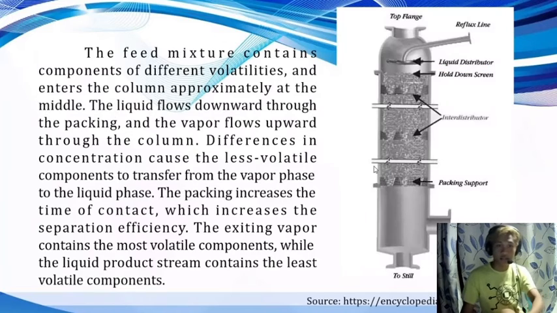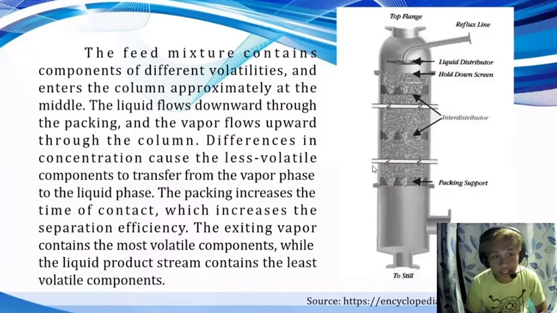So let's now proceed. The feed mixture contains components of different volatilities and enters the column approximately at the middle. The liquid flows downward through the packing and the vapor flows upward through the column. Differences in concentration cause the less volatile components to transfer from vapor phase to the liquid phase. The packing increases the time of contact, which increases the separation efficiency. The exiting vapor contains the most volatile components, while the liquid product stream contains the least volatile components.